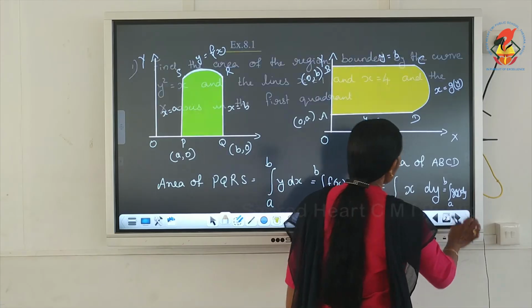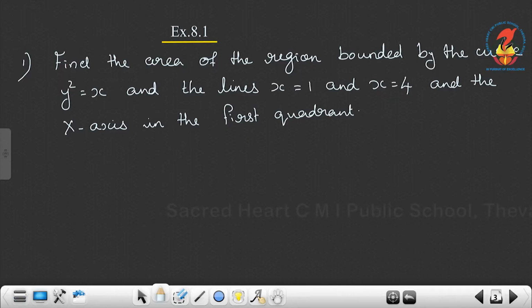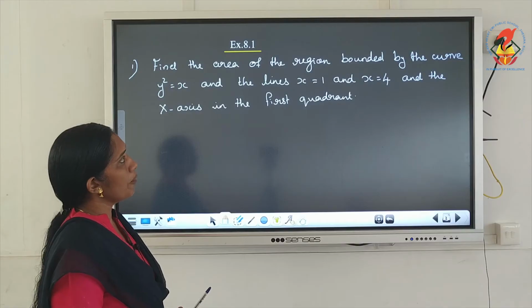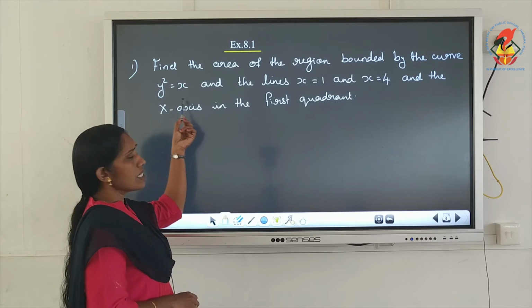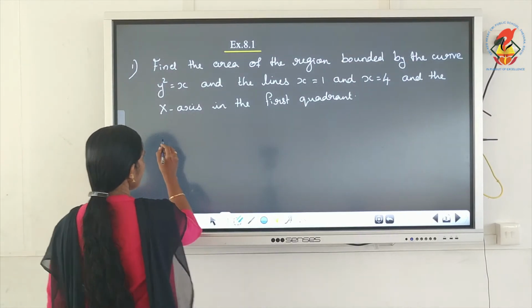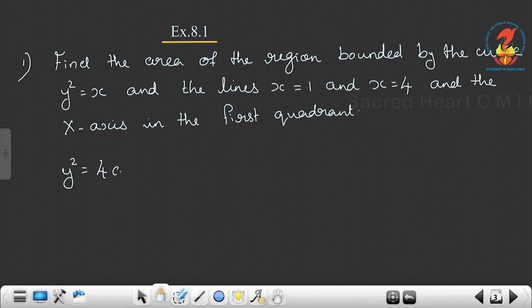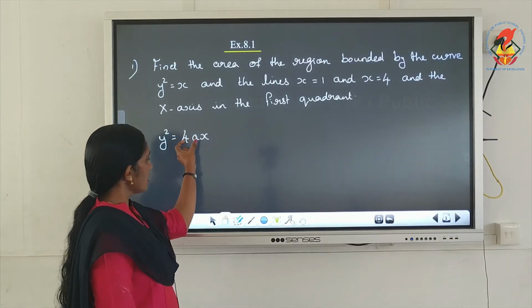We can do problems. The first one: find the area of the region bounded by the curve y square equal to x and the lines x is equal to 1 and x is equal to 4 and the x-axis in the first quadrant. Once again, area of the region bounded by the curve. What is this curve y square equal to x? y square equal to 4ax is the standard equation of parabola. So y square equal to x means this 4a is 1.